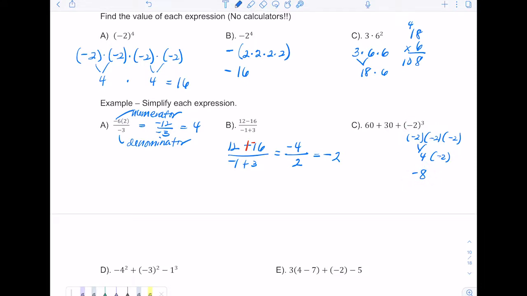I'm just going to carry down the 60 and the 30. So what I have is 60 plus 30 minus 8. Now I've got addition and subtraction next to each other, so I just go in order. So 60 plus 30 gives me 90, and 90 subtract 8 is 82.